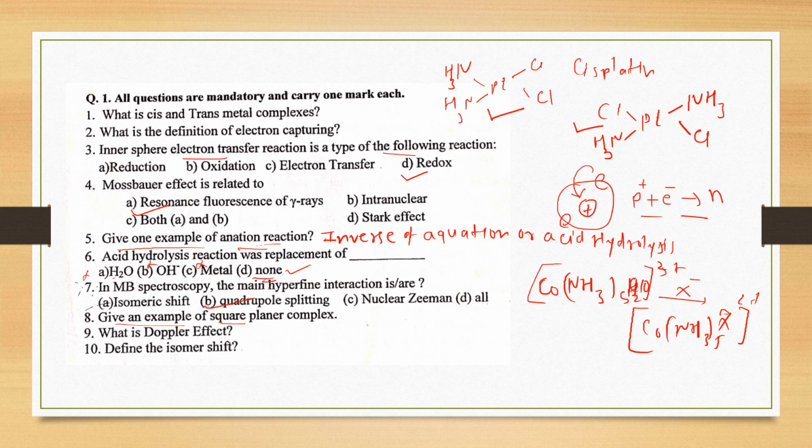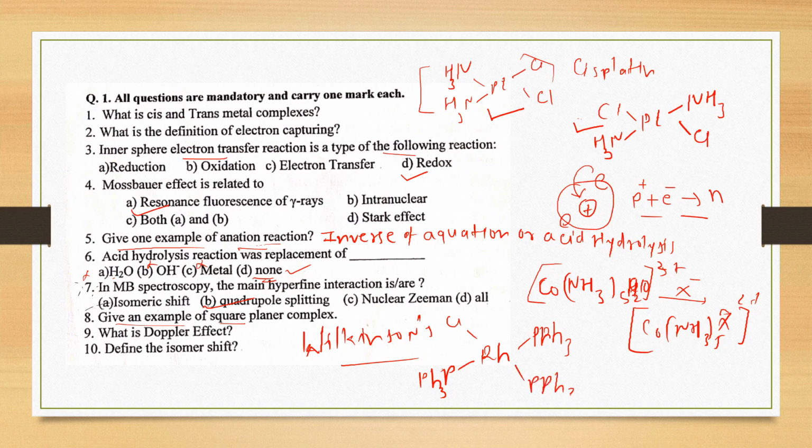Give an example of a square planar complex. So I draw here cisplatin or transplatin. These are square planar complexes. One more famous example of a square planar complex is Wilkinson's catalyst, which is rhodium based. In the center there is rhodium, and there are 3 triphenylphosphine ligands and one chloro ligand, and this is the square planar complex. It is a 16 electron species, and rhodium has +1 oxidation state.